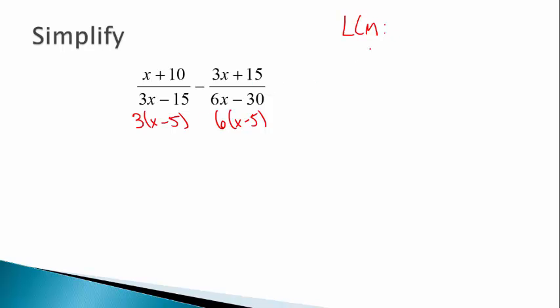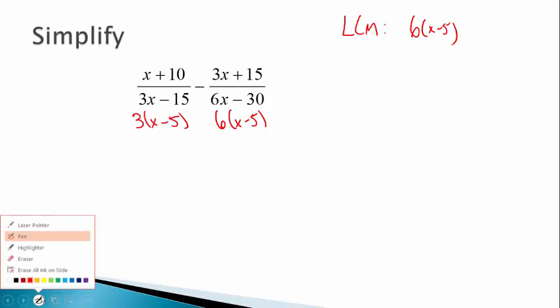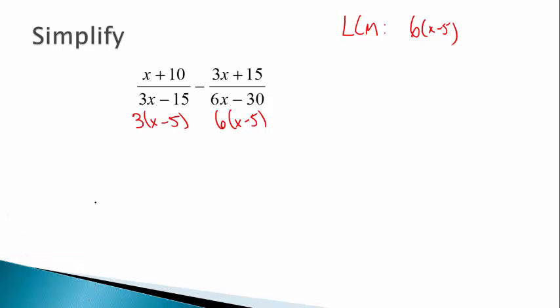Okay, so what do they have in common? They have an x minus 5, so that's got to be in my lowest common multiple. Now let's just deal with the coefficients that they each have. I have a 3 and I have a 6. The LCM of 3 and 6 has got to be 6. So I got to get both my denominators to look like that. This one's a little bit of an easier problem because one of my two fractions already has the LCM. So all that I really have to do is multiply the top and the bottom of the left fraction by 2, and then I get my 6x minus 30 that I want.